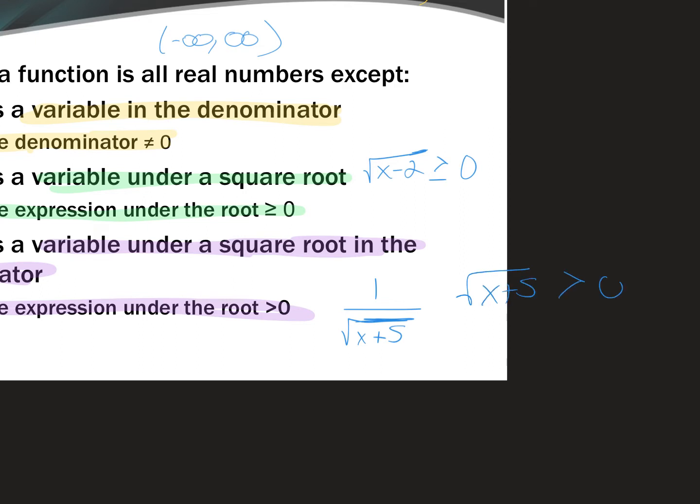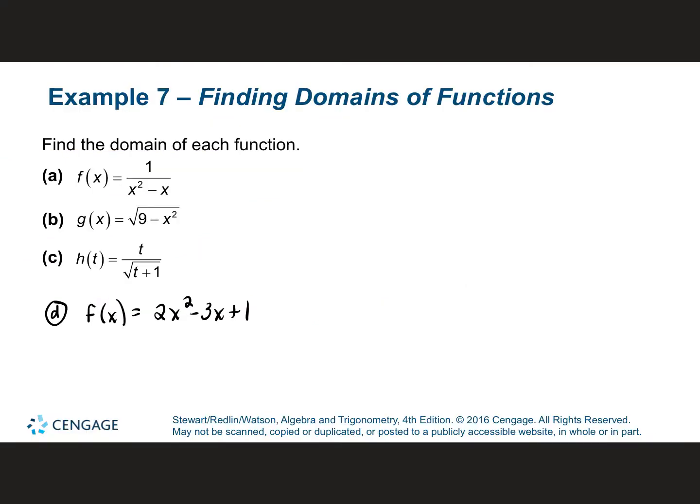Why is this one greater than, not greater than or equal to? Because the denominator can't be 0. Very good. So think about that. You have 3 rules. If the 3 rules are not broken, then your domain is negative infinity to positive infinity. So let's do some examples here.